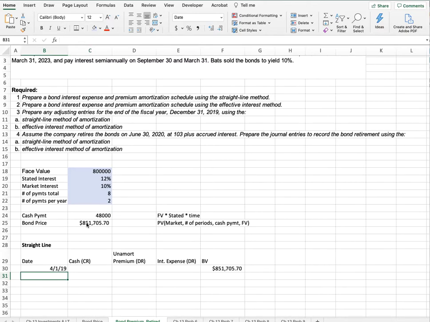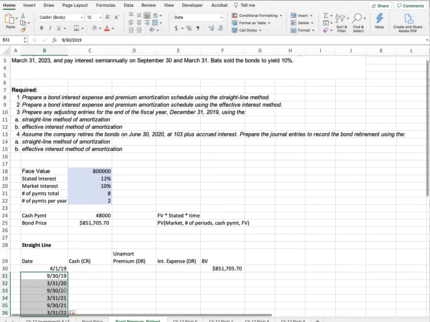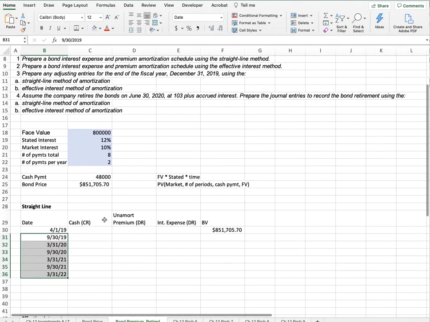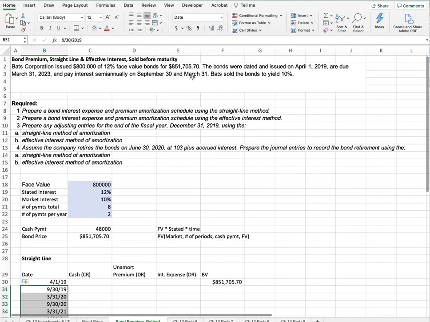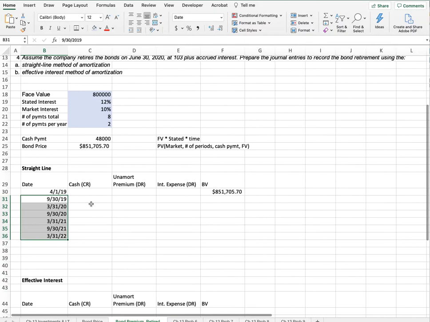After that, we have interest payments on September 30th and March 31st. So we'll say September 30th, 2019, March 31st, 2020, and I think we should then be able to drag these. Oh, am I going too far? Nope, just need to scroll down. Because it said that they mature on March 31st, 2023, we'll keep dragging down a little further. Okay, there we go.